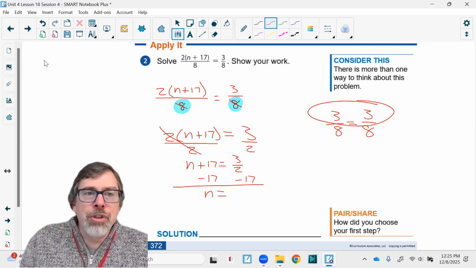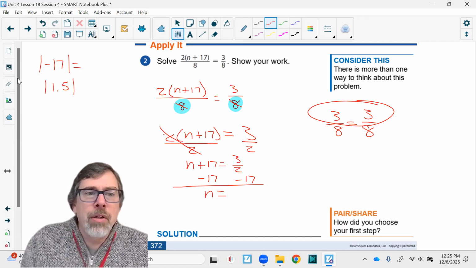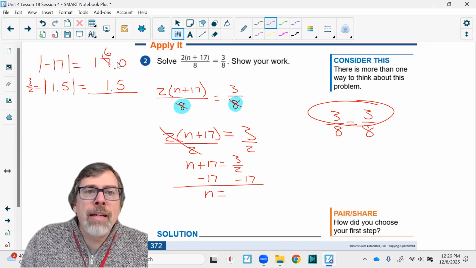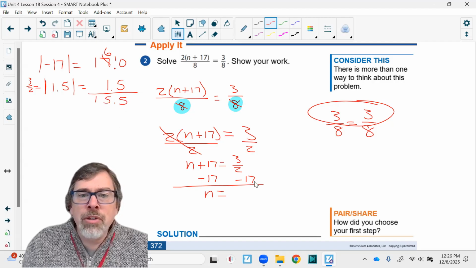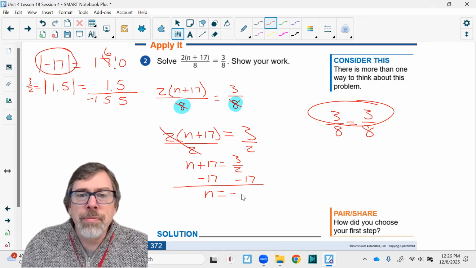And remember the rule, when you are subtracting positives and negatives, you take the absolute value. I'm going to change this to 1.5. That is my 3 halves, right? So I'm going to write that 3 halves equals the absolute value of 1.5. The absolute value of 17 is 17. The absolute value of 1.5 is 1.5, and 17 is 17.0. If I subtract these, I get a 5 and a 5 and a 1. I get 15.5, but then you take the sign of the bigger absolute value, so this is actually negative 15.5, or negative 15 and 1/2.